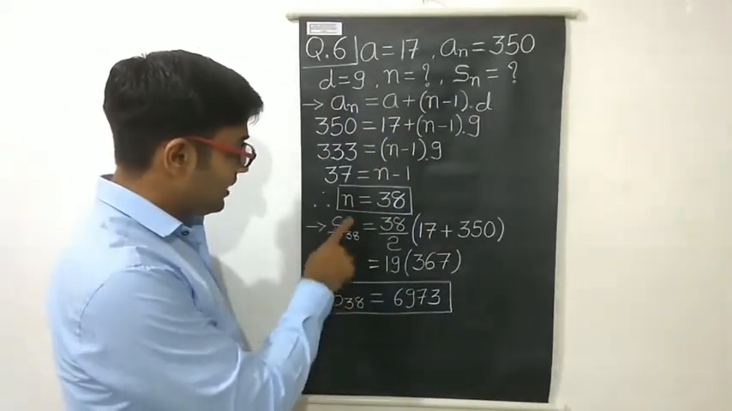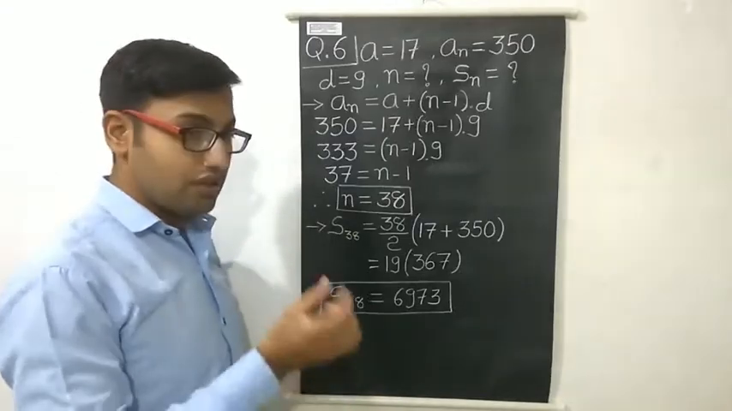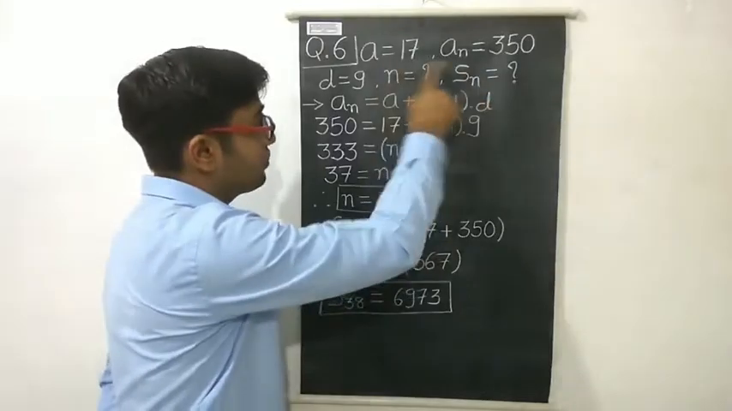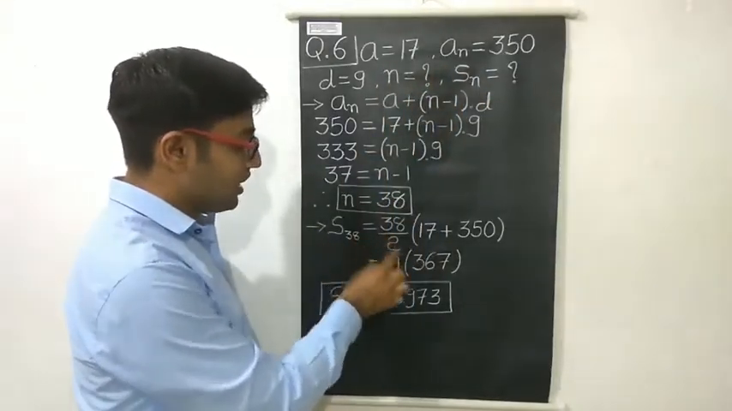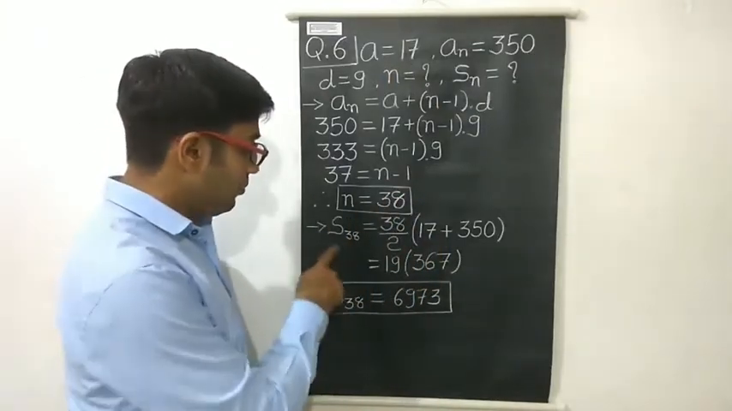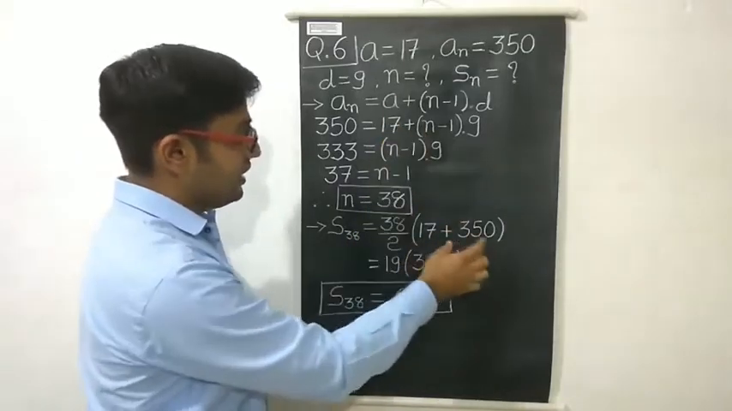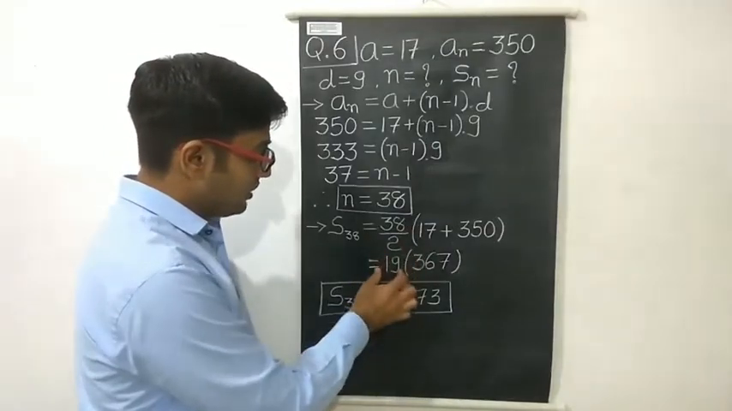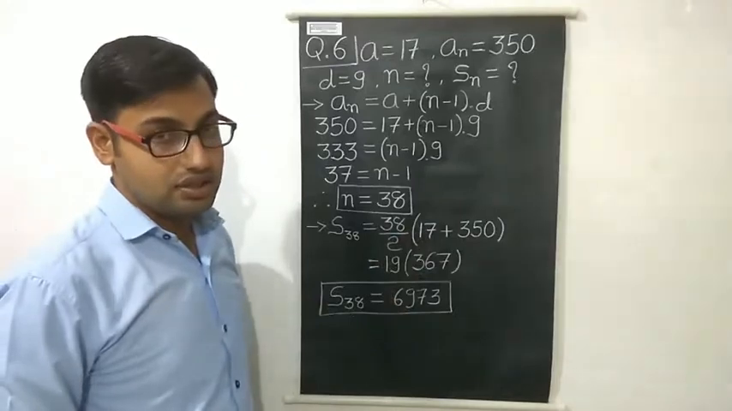So we can write S38 is equal to, using the formula in which the first term and last term are known. Here we have the value of the first term and last term, so we can use this formula, Sn is equal to n by 2 (a plus an). Now put the values: S38 is equal to 38 upon 2, a is 17, and an is 350. Now this is 19. The addition of both of these gives 367.